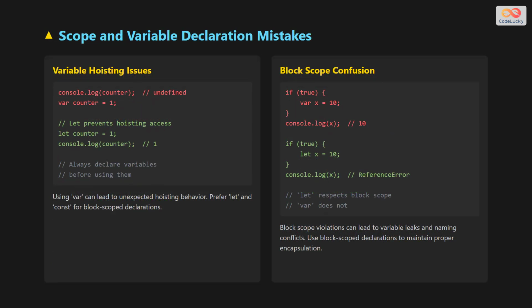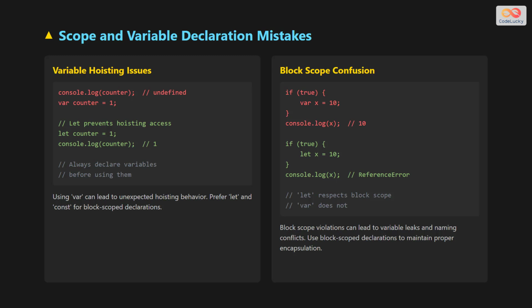Let us now delve into scope and variable declaration mistakes. Variable hoisting is a common source of confusion. When using the keyword var, variables are hoisted to the top of their scope. As a result, they can be accessed before they are declared. Look at this example. The console log statement outputs undefined, as the counter variable is accessed before its declaration.